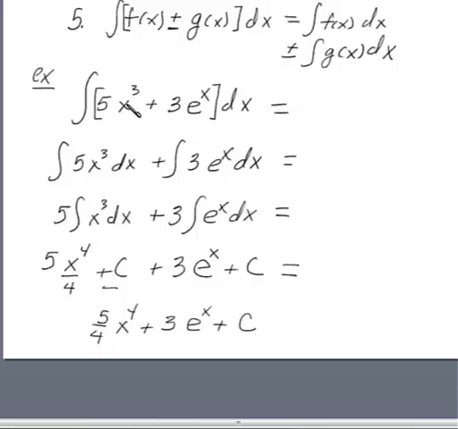The integral of 5x cubed plus 3e to the x dx is this expression right here. And to check it, you can differentiate this expression and you should get this expression here back. The derivative of this will be this right here.